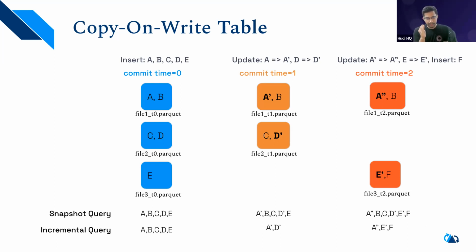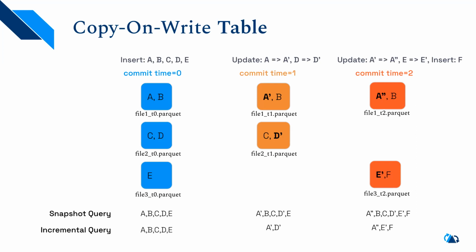Now if you query the snapshot at commit time 1, what you get is the latest values for each of these records: A prime, B, C, D prime, E. And when you do an incremental query, since Hudi tracks record level commit times, we stamp A prime with the commit time at which it gets updated. So we can easily extract A prime and D prime and pass it downstream to another ETL process.